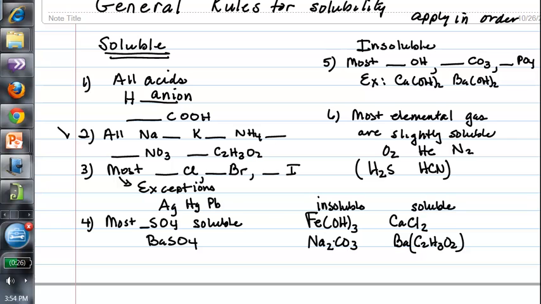Sodium carbonate, there's sodium. All sodium compounds are soluble. This is soluble. I don't go any further. And the last one is barium acetate. And again, all acetates are soluble. I don't need to look at what it's hooked up with, so the barium acetate is soluble. So that's an example of using those solubility rules.